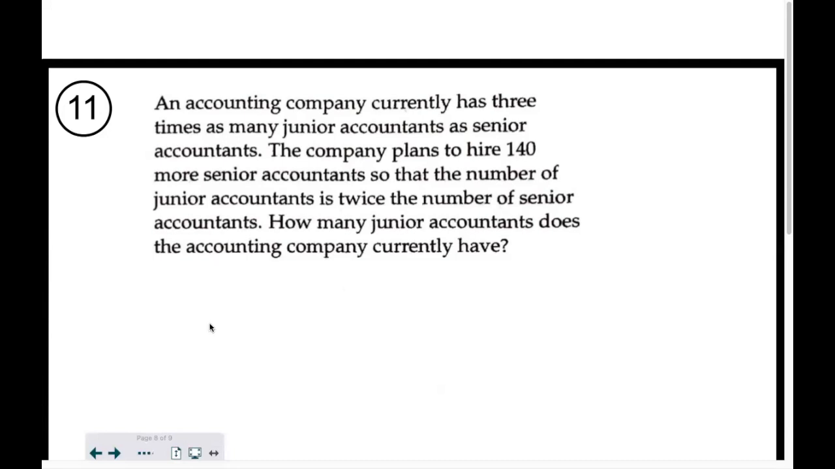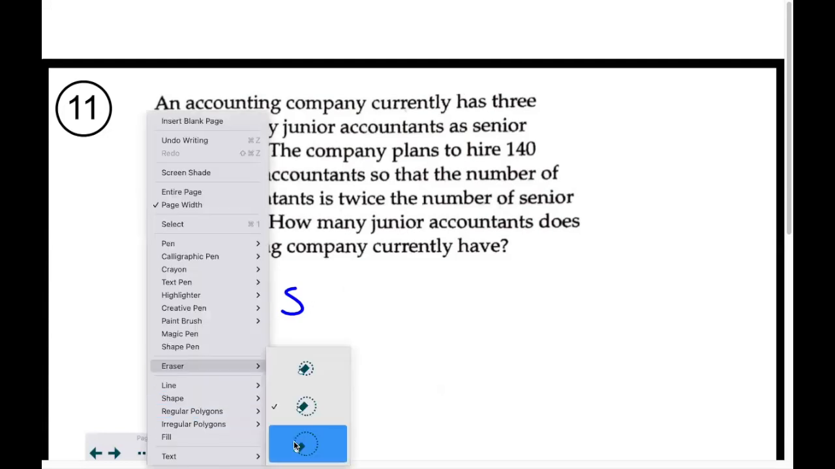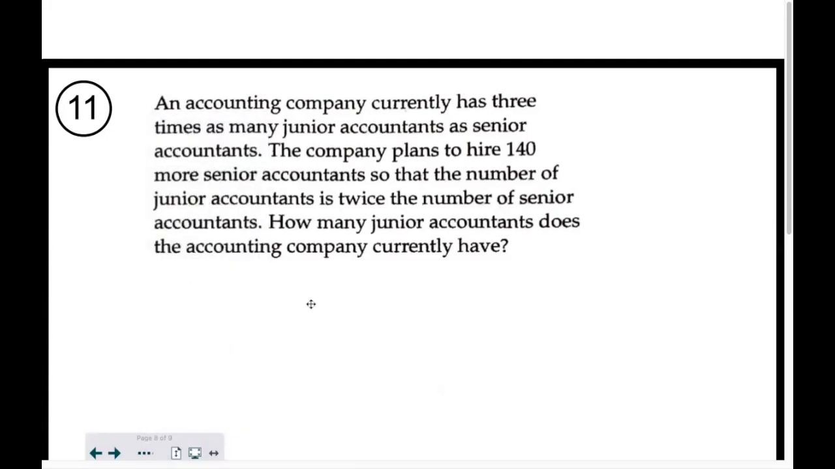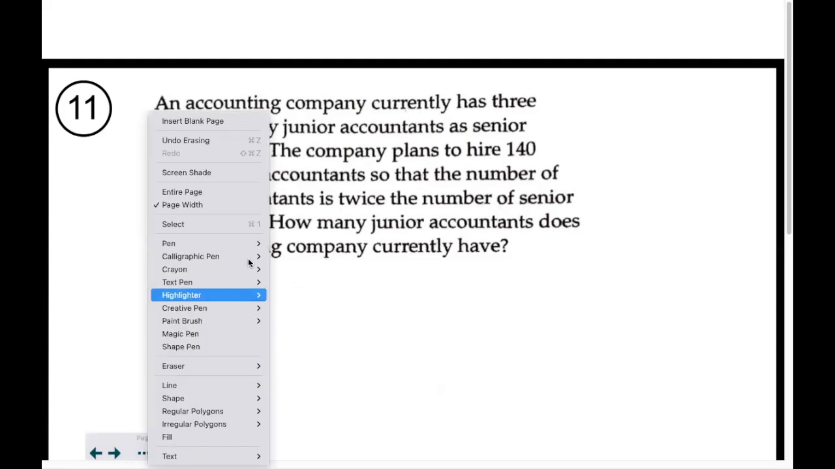I see this a lot. 3 times as many junior as senior. And this is wrong. We read it that way, but this is not correct. That's the mistake that I see. And then that mistake will happen again on the second equation.